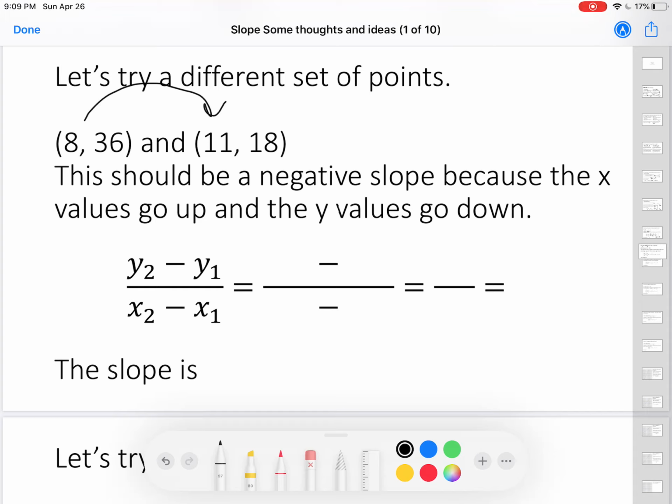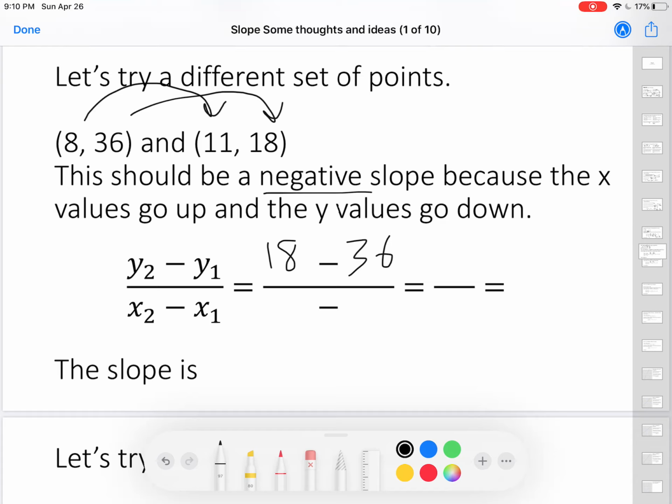Well, 8 turns into 11, which goes up. 36 turns into 18, that goes down. This should be a negative slope. They go in different directions. The x's go up while the y's go down. All right, we should end up with a negative if we do this correctly. y2, 18, minus y1, 36.